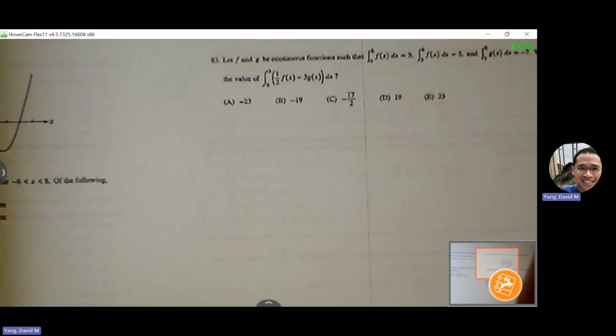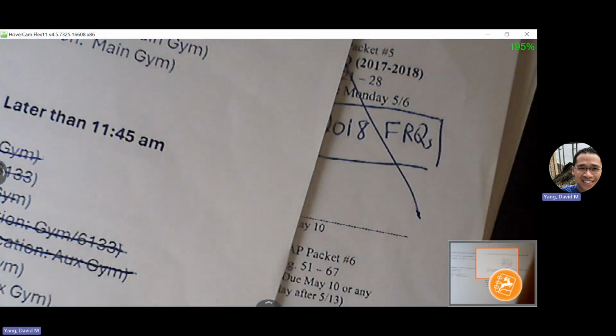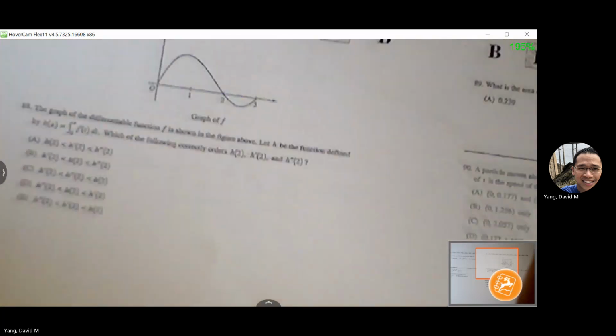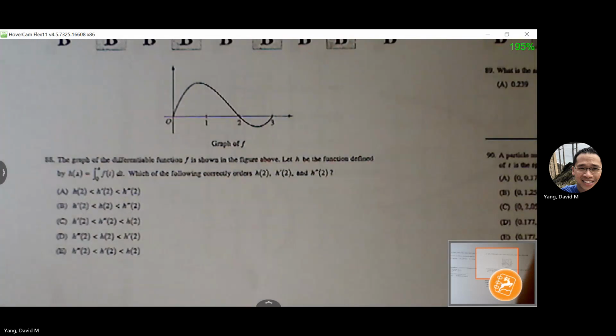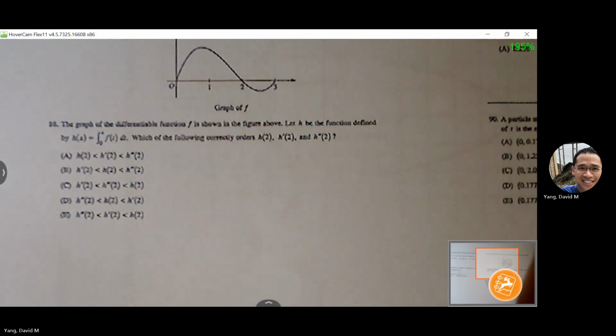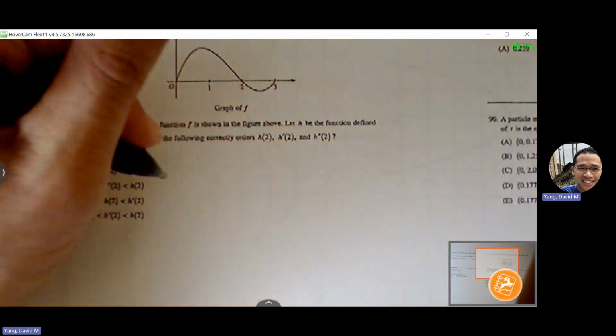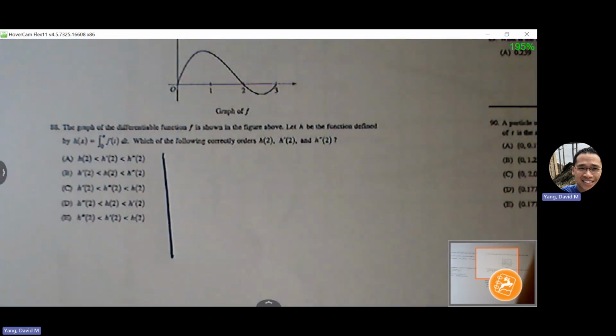Let me skip to page 80, problem 88. H of x is the integral from 0 to x. Which of the following represents the value of h of 2, h prime of 2 versus h double prime of 2?